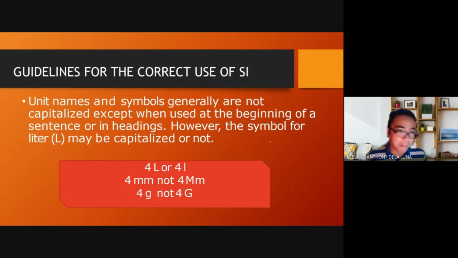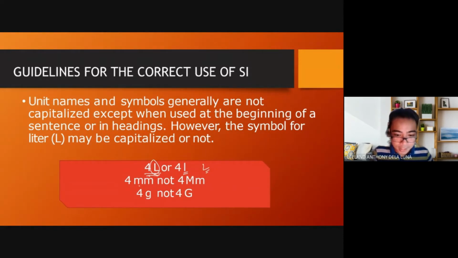Like, for example, unit names and symbols generally are not capitalized except when used at the beginning of a sentence or in a heading. However, the symbol for liters will always be capital. So, kumbaga, class, when we write liters, it should always be in capital letters. Hindi natin yan ini-express as l lang, kasi pwede mo pagkamalang 1. Delikado yun. So, therefore, class, we always write it as mL, with capital letter L for liters.